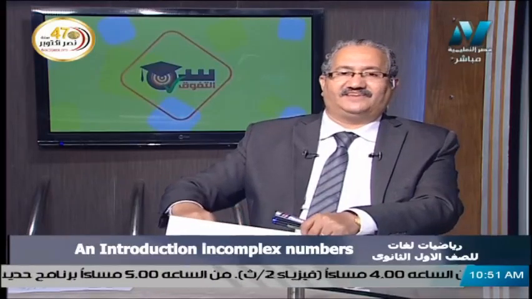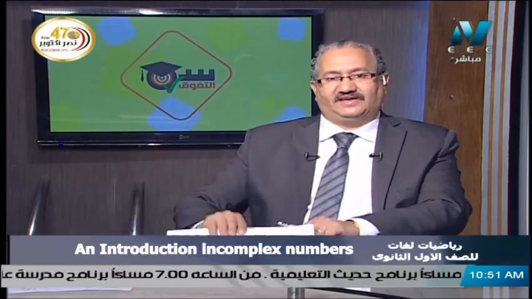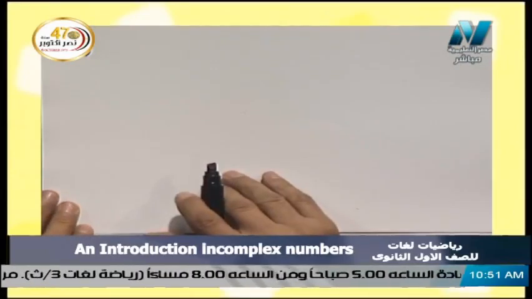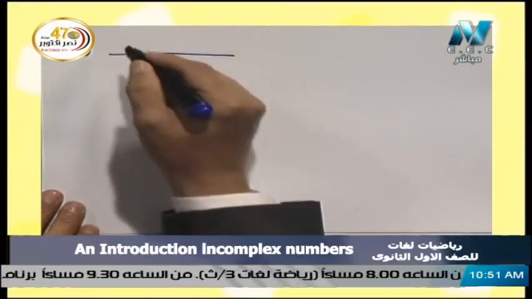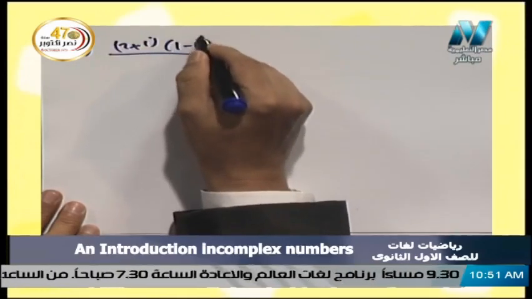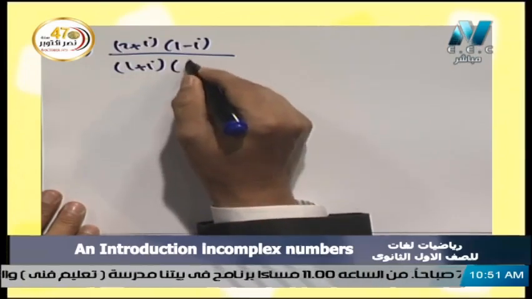Let's move to another example. We have many examples for you to practice, and it's easy for you to calculate and to solve these equations. Okay, simplify also the number 3 example. If we have 2 plus i multiplied by 1 minus i over 1 plus i multiplied by 3 minus 2i.